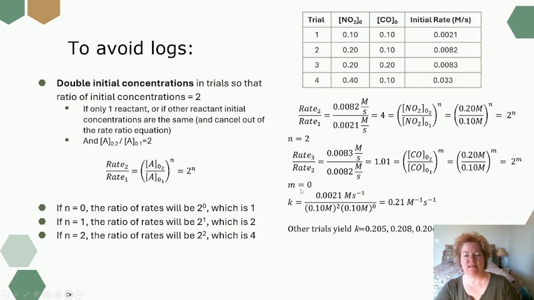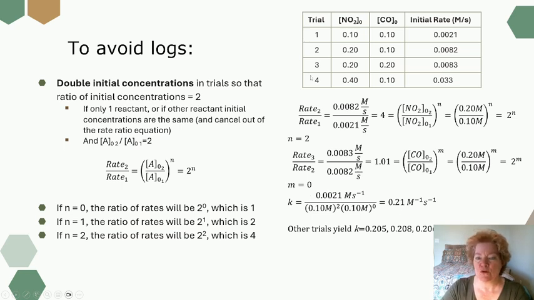So now I know n, I know m. I go back to the initial rate equals k times A to the n, B to the m, and I plug in the rate. At this point I can use any trial. I just use one trial, the first trial. So I have the rate divided by the initial concentration of NO2 to the second power, because n is 2, the initial concentration of CO to the 0th power, because m is 0. I solve for it, and it turns out the rate constant is 0.21.